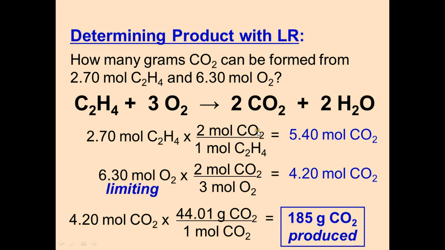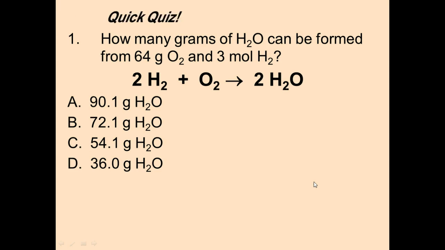So pretty much we just figured out the limiting reactant just like we've been doing on the last slide. And then once we found the limiting reactant, which produces less product, we use this to find out how many grams are produced of this product by using the molar mass of CO2 to convert from moles of CO2 to grams of CO2. And so here's a quick quiz to see what you learned.